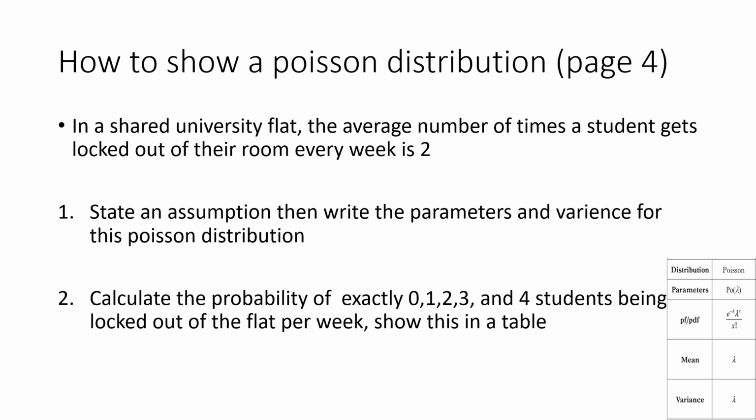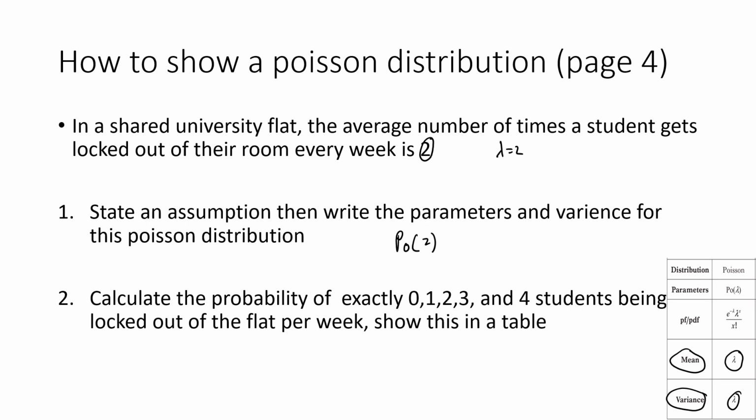Write the parameters and variance for this Poisson distribution. If we look at page 4 of our data booklet, we will see that the mean for the Poisson is lambda, and variance is also lambda. So what's lambda? That's just the average rate of the event, which is 2. So lambda equals 2. How we would write this, the parameter is Poisson 2. And that accounts for both the mean and the variance. Very simple. Now, calculate the probability of exactly 0, 1, 2, 3, and 4 students being locked out of the flat per week. Show this in a table.